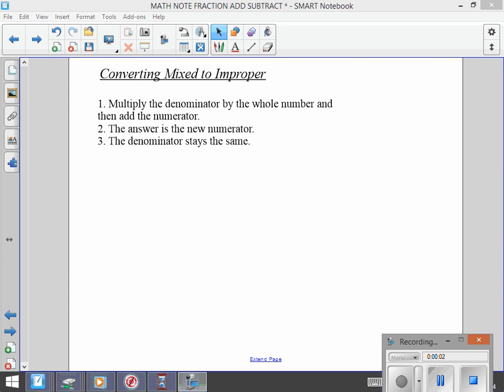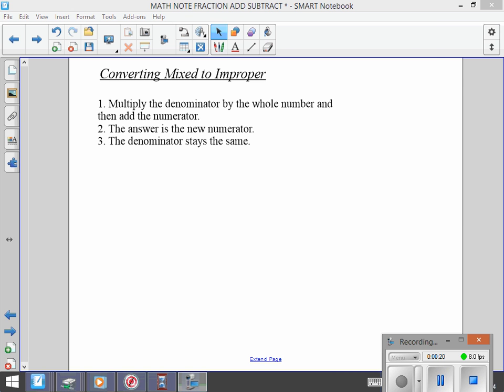Morning, guys and gals. We're talking about converting mixed to improper fractions today. We're also going to do improper to mixed and then roll right on into our adding and subtracting of fractions. So we're going to put a few things together that you've already learned, and this is a review in case you're starting to forget or you're making some mistakes and need to go back.